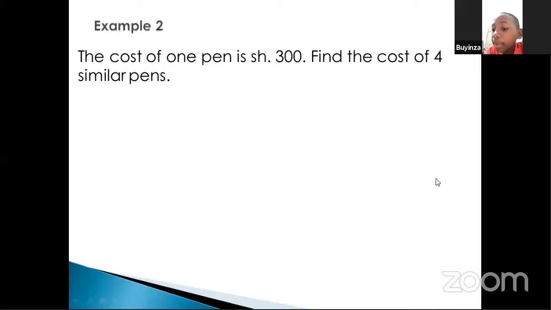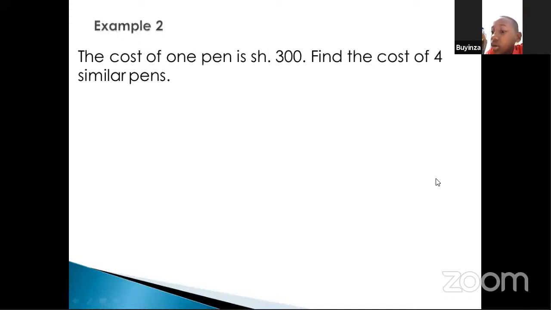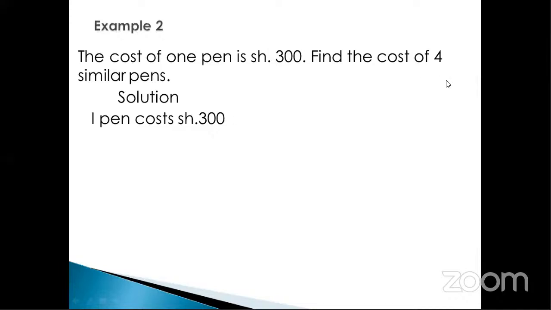The cost of 1 pen is 300 shillings. Find the cost of 4 similar pens. So can you explain to us how we're going to get the cost of 4 similar pens? We shall say that 1 pen costs 300 shillings. 4 pens cost 300 shillings. Then after we shall multiply 300 times 4. Very good. Thank you, Bainza. I think you have explained it very well.